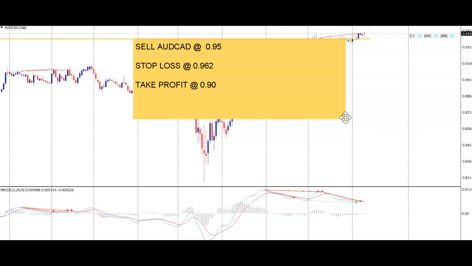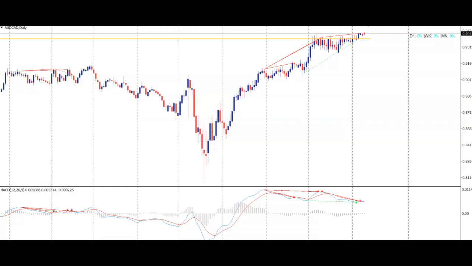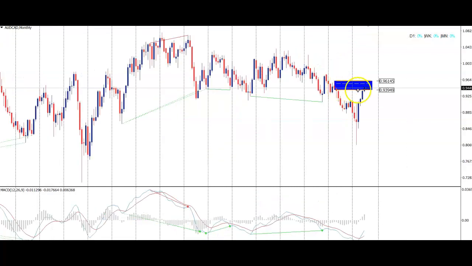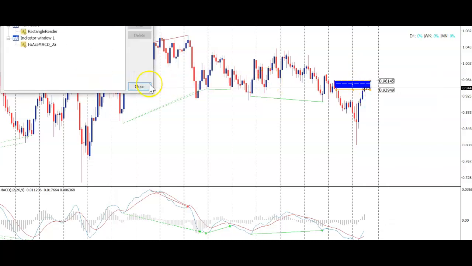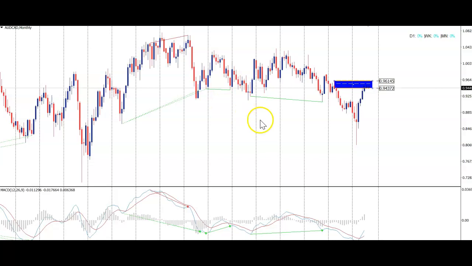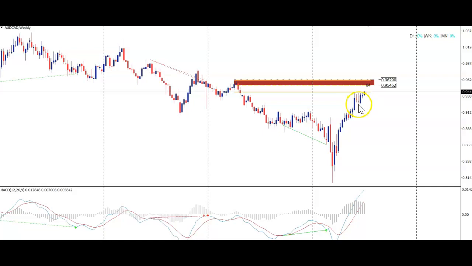AUD CAD, it's a sell, and we'll just go over the reasons why again here. Okay, so we're approaching this monthly area here, around, in between 0.95. Okay, it's untested. It's from last year on the monthly charts. So we are going to get some reaction here. You can see the initial move up here. It's a huge rally, but you can start to see price action slowing down.